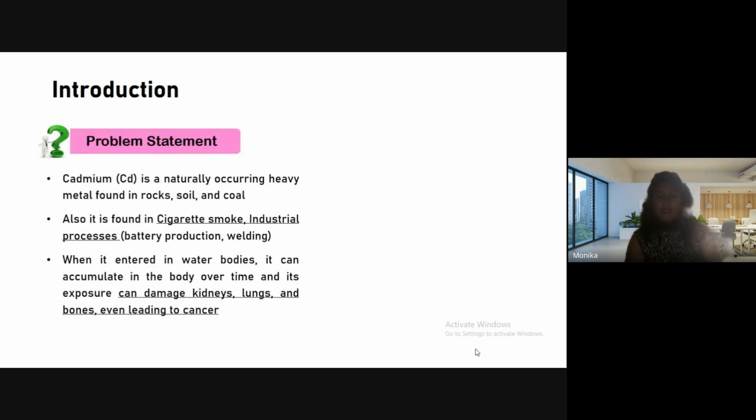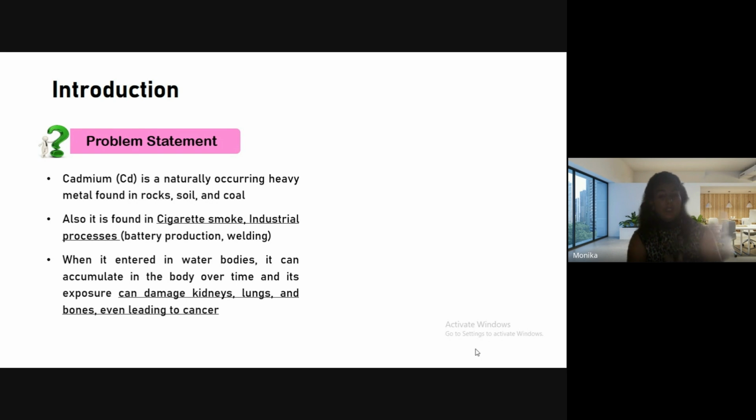So the problem statement is cadmium toxicity. Cadmium is a naturally occurring heavy metal found in rocks, soil and coal. Also, it is found in cigarette smoke, and is released from industrial processes. From the different sources, it enters the water bodies, and through the water it accumulates in the body over time, and its exposure can damage the kidney, lungs, bones, even leading to cancer. So in my recent study, I have addressed this problem of cadmium toxicity.